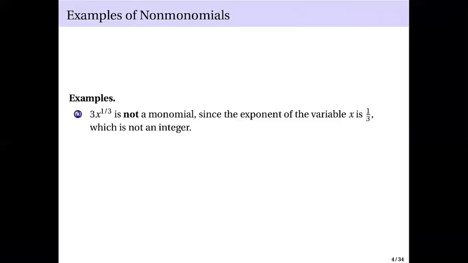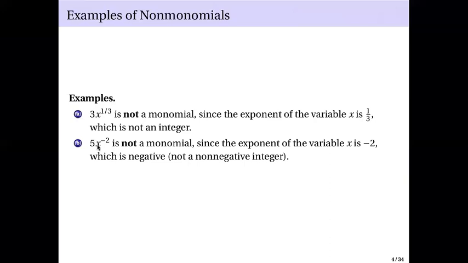Now, here are some examples of expressions which are not monomials. For example, you have 3x raised to 1/3. Okay? This is not a monomial because the exponent that you see here is not an integer. The exponent of the variable x is 1/3, which is not an integer. Therefore, this is not a monomial.